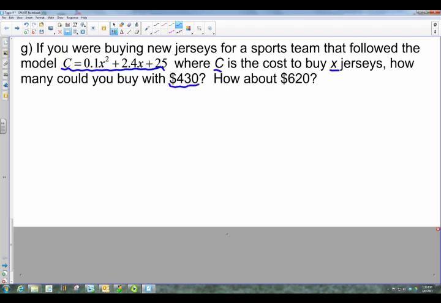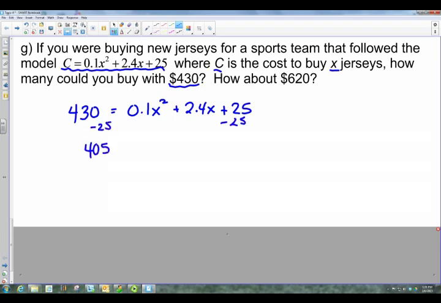Well, what we've got here is a cost. We've got $430. So if we take that cost, substitute it into the equation, we've got 430 equals 0.1x squared plus 2.4x plus 25. And we want to find x. X is how many jerseys we can buy. Well, go through your steps. So we subtract 25 from both sides. So you end up with 405 equals 0.1x squared plus 2.4x.